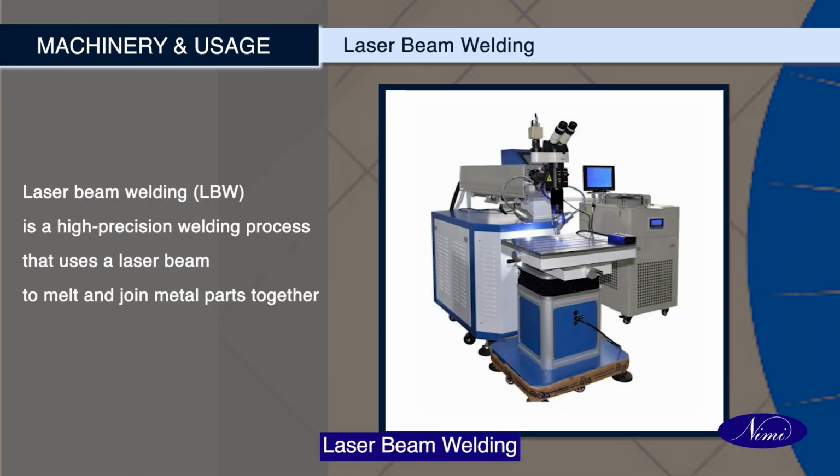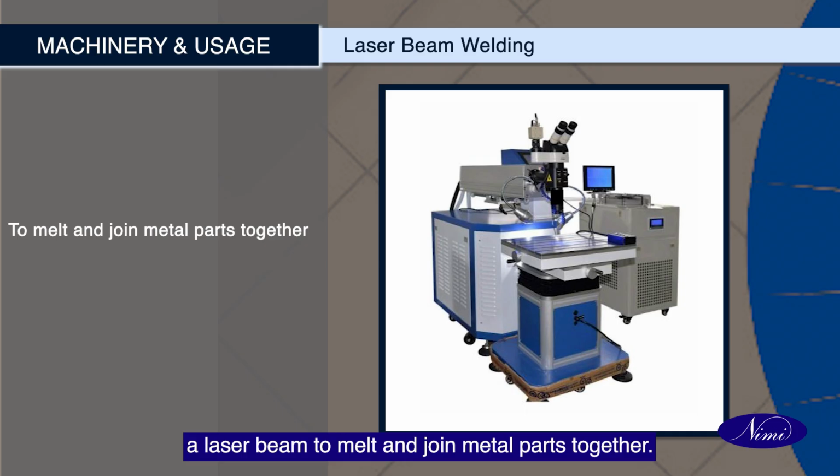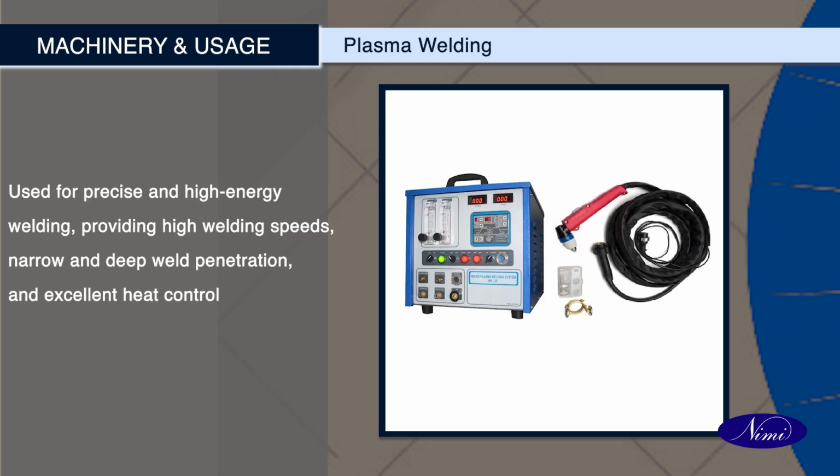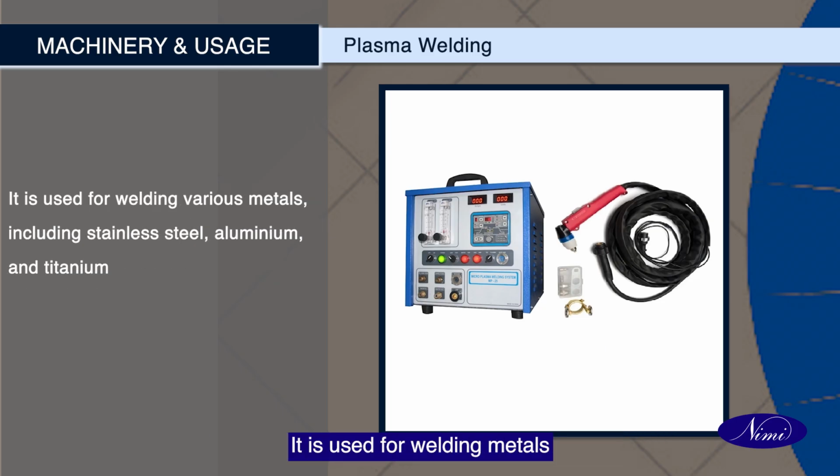Laser beam welding. Laser beam welding LBW is a high-precision welding process that uses a laser beam to melt and join metal parts together. Plasma welding. Used for precise and high-energy welding, providing high welding speeds, narrow and deep weld penetration, and excellent heat control. It is used for welding metals including stainless steel, aluminum, and titanium.